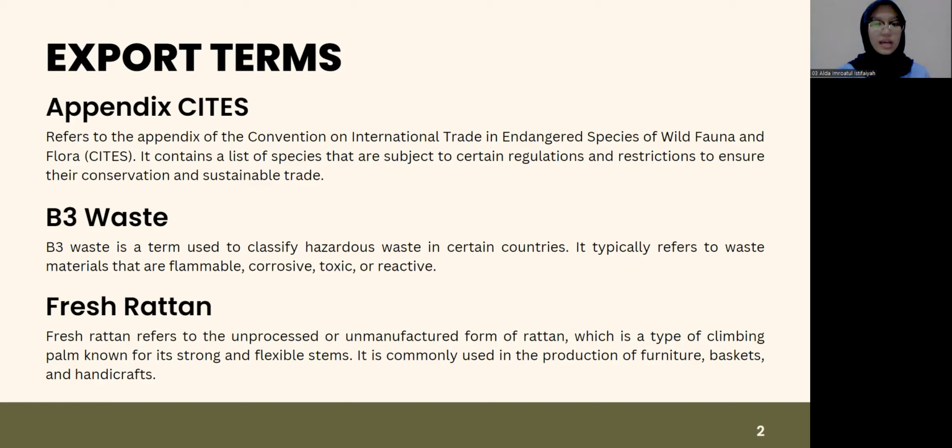The third one, we have frostwritten. This term belongs to export terms as it denotes the unprocessed form of rattan that is commonly exported for use in furniture and handicraft. It is commonly used in the production of furniture, baskets, and handicraft.